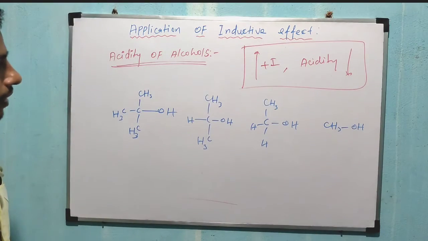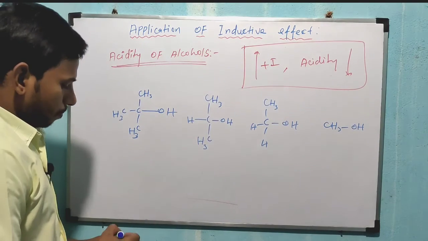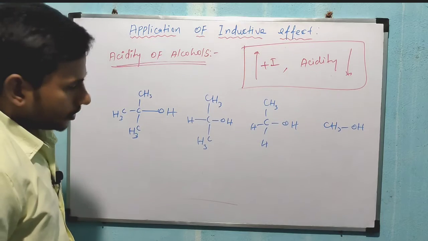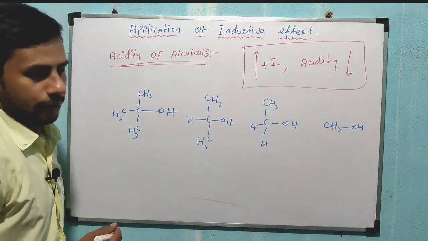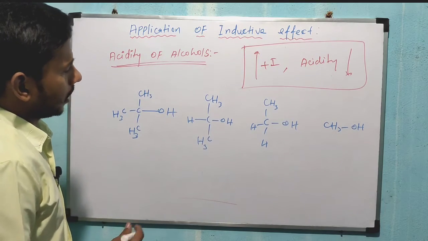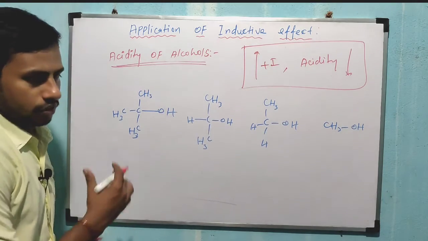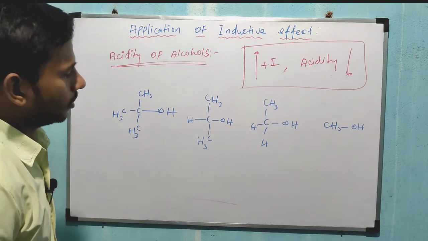So between these two, here all are what? Plus I groups. These all are plus I groups. So once plus I group increases, what about stability? So stability of the corresponding ions decreases. So acidity of alcohol also decreases.